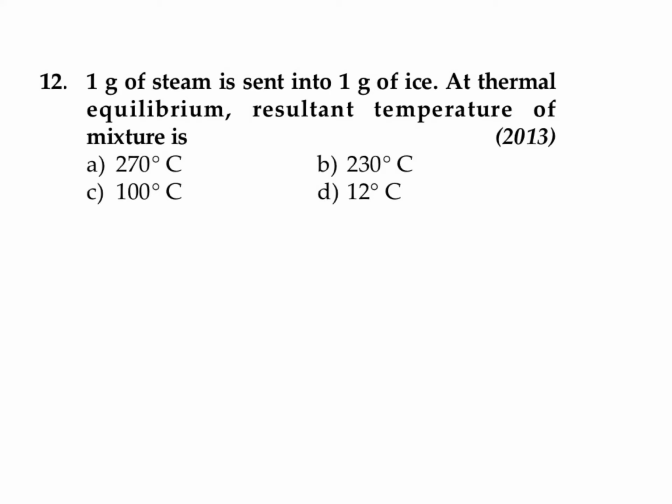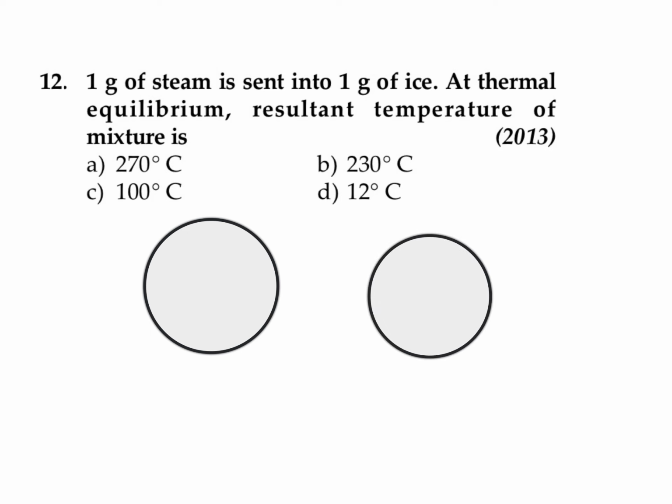So in this question it is given that 1 gram of steam is sent into 1 gram of ice at thermal equilibrium. Resultant temperature of mixture is? So over here we are mixing 1 gram of steam and 1 gram of ice.